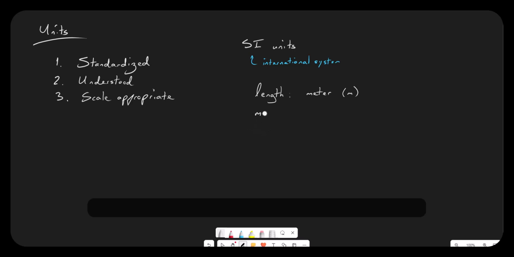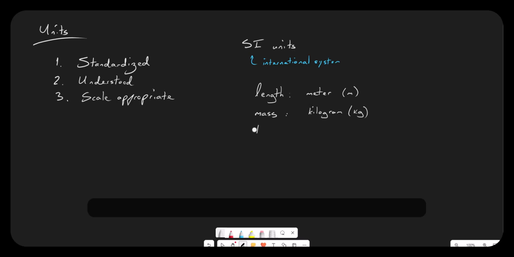For mass, we're going to use the kilogram. That is kg. And that's about 2.2 pounds, kind of. We'll talk more about that later when we get to force. For right now, it's a pretty good idea.